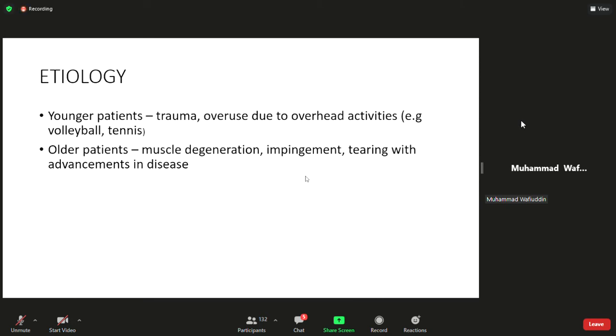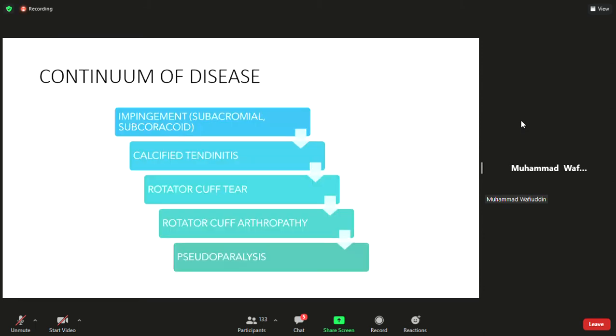If there is impingement at the subacromial space and tearing with advancement in disease, all right? So it's not just a disease, it's a continuum of disease. It has these different stages, starting from mild and becoming severe. First, impingement, such as of the subacromion and subclavicle. Then after there's inflammation, the tendon itself becomes calcified. When it becomes hardened, any excessive movement will cause a tear.